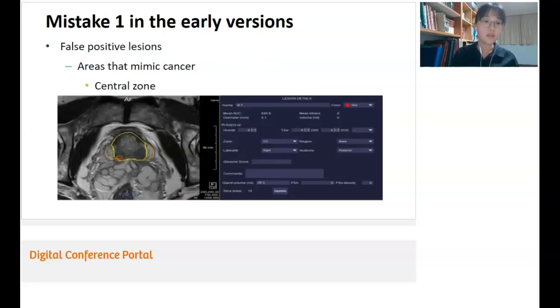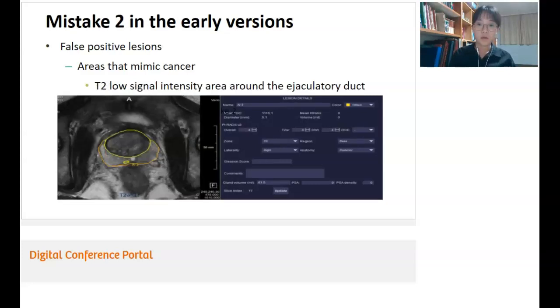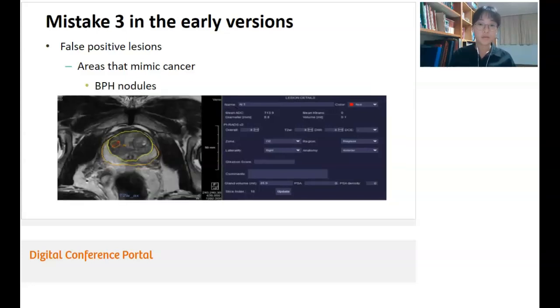The false positive lesions that AI detected could be classified into several categories. The first type is those found in the central zone. These areas are very famous for mimicking prostate cancer. AI also misjudged the areas as prostate cancer. The second type is those found in the T2 low signal intensity area around the ejaculatory duct. The third type is BPH nodules.